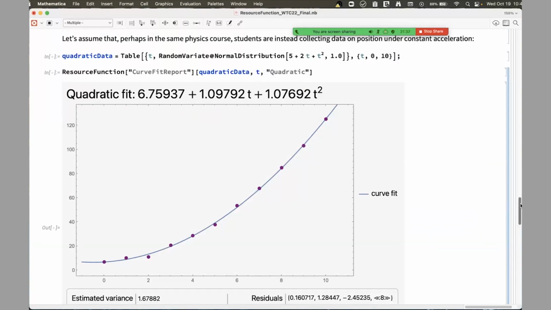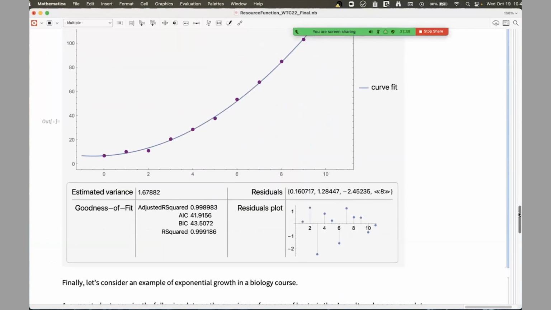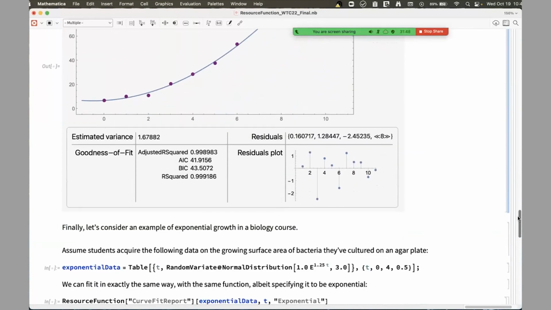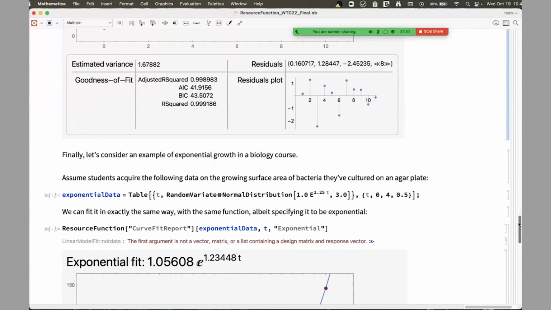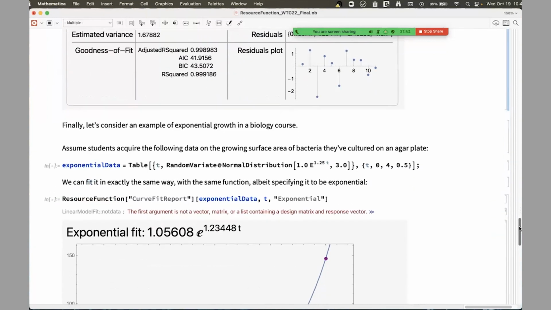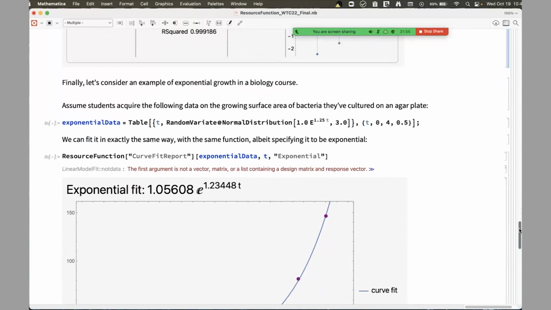The exact same provisions in terms of quality of fit, in terms of visualization of the report, the fit itself, the residuals, et cetera, are all available to students upon the click of a button there. And then finally, if you're in, say, a biology course or biochemistry course instead of a physics kinematics course, and you collected, say, relative surface area growth from the cross section of an agar plate, right? That would go from, say, 1 up to some larger value exponentially.